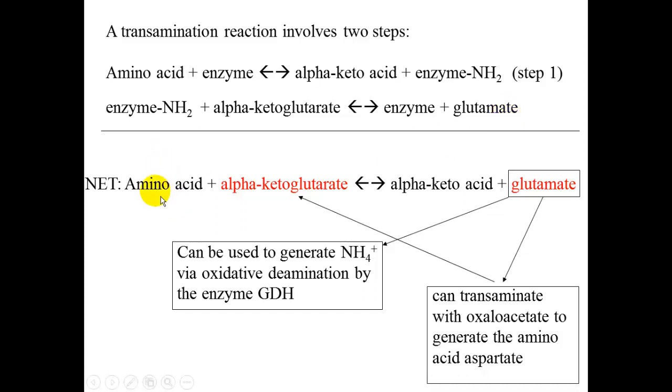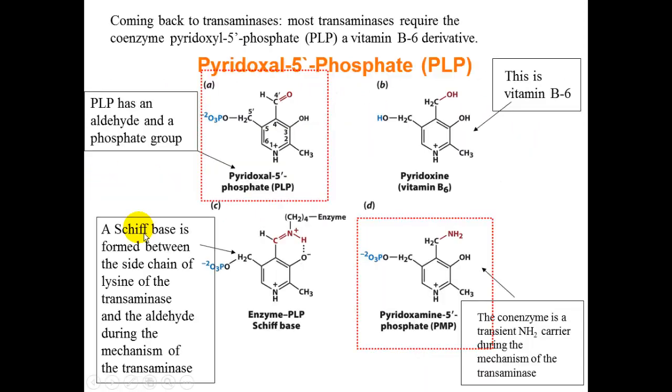So the net effect is you have any amino acid getting converted to an alpha keto acid, and that amino group gets transferred and stored as glutamate. Very, very critical that we understand that glutamate has just picked up that amino group from the alpha amino acid. So noteworthy in this is that the alpha keto acid doesn't necessarily have to be alpha ketoglutarate. It can also alternatively be oxaloacetate. In turn, the alpha amino acid can be aspartate.